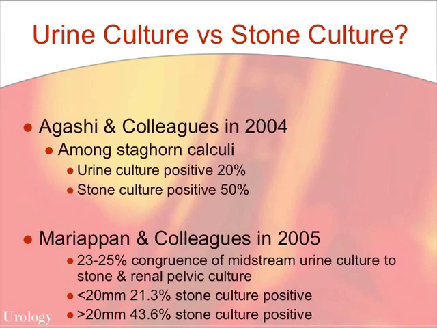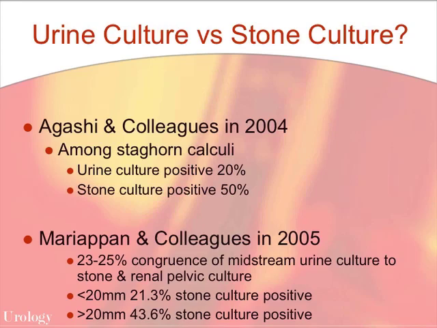Now, looking at these bacteria, there were some studies that compared the urine cultures with the stone cultures. Agashi in 2004 looked at the midstream urine cultures and found that it was positive 20% of the time. When they looked at the stone cultures, they found that the stone cultures were positive 50% of the time. So there's this discordance between the two.